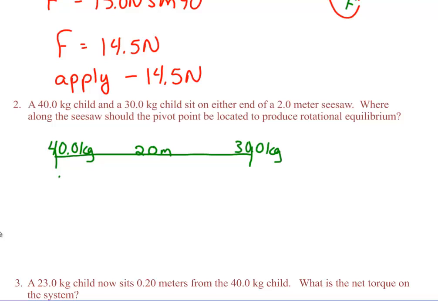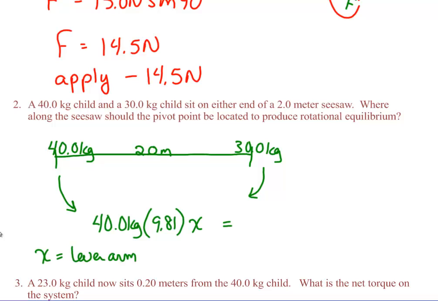And we want the rotational torque by the 40 kilogram kid to balance the rotational torque for the 30 kilogram kid. So we're going to say 40 kilograms times 9.81 times x. X equals the lever arm. And that's going to equal 30 kilograms times 9.81. And then we're going to say 2 minus x here. 2 minus x, because the full lever is 2 meters. And we said x is the distance from the end to where the pivot goes on one side.